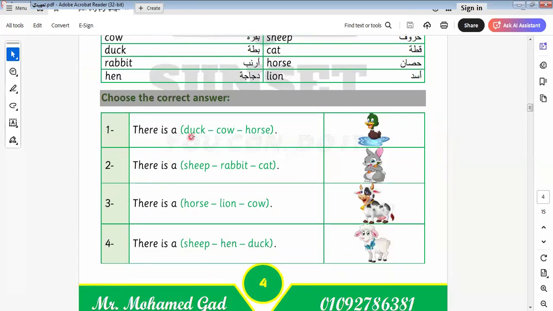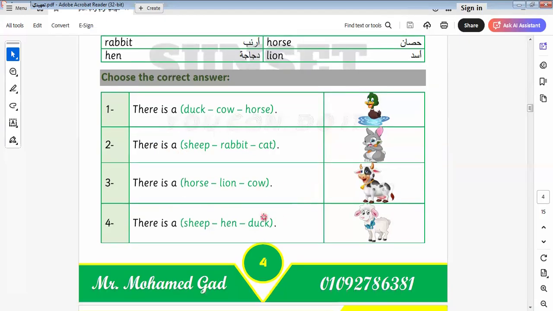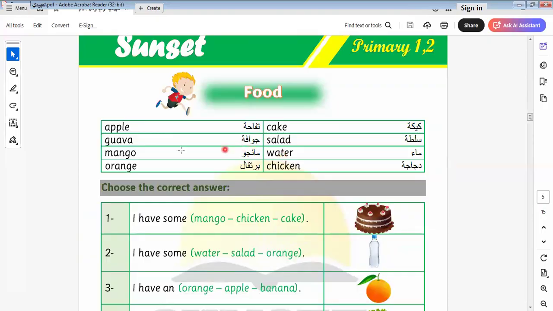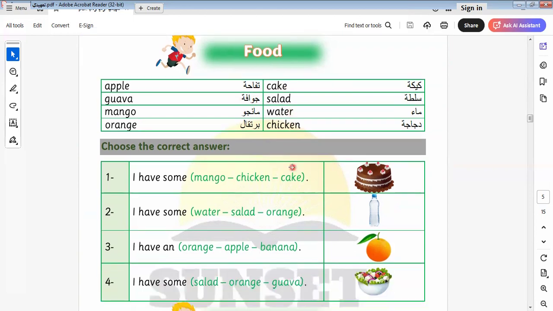Okay, there is a dog, clever pupils. There is a rabbit. There is a cow, clever pupils. There is a sheep. Let's go to another item here. This is food. Here's apple, guava, mango, orange, cake, salad, water, and chicken.